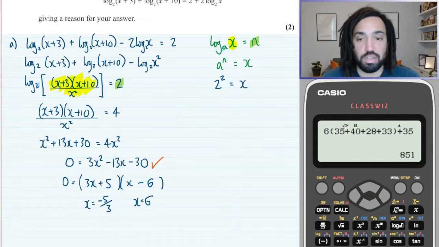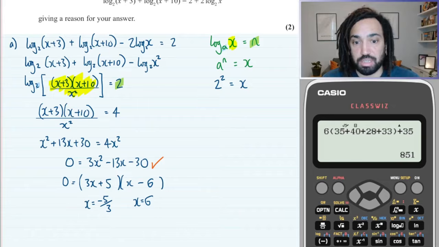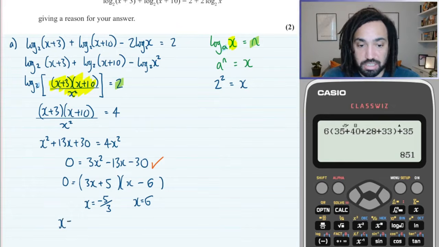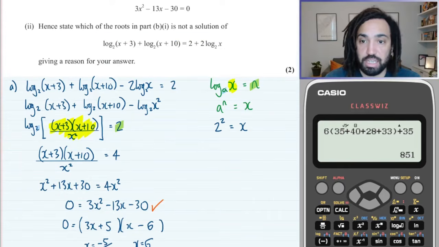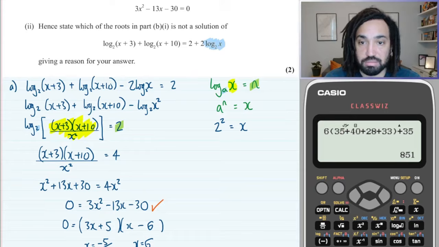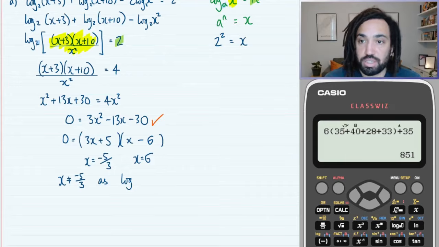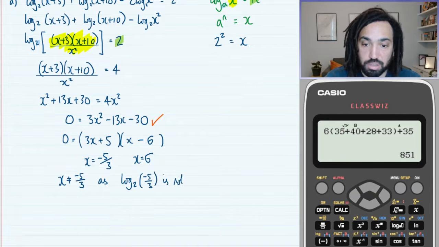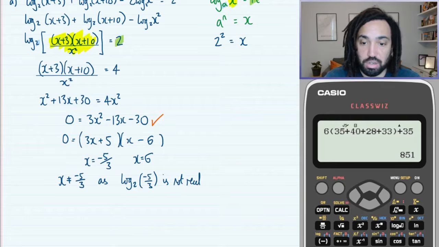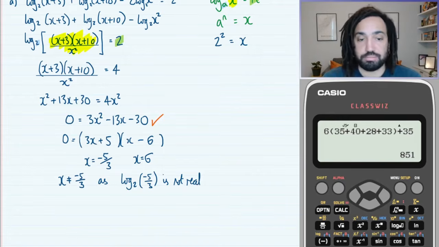Now, you can't take a logarithm of a negative number. So we're going to say that x does not equal minus 5 over 3 as log, and we can see here at the top, just slightly out of picture, but here, we will need to take log of x. Okay, so we will need to take log of x because of that thing there. Log of base 2 of minus 5 over 3 is not real. You can't take the log of a negative number.